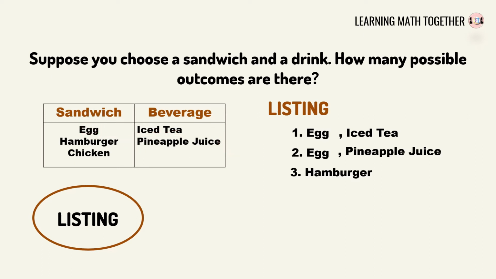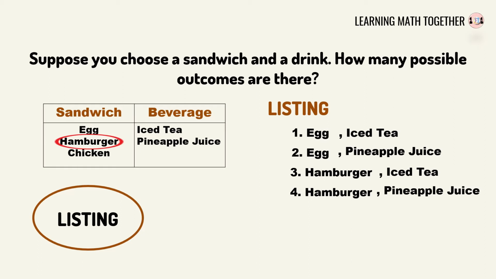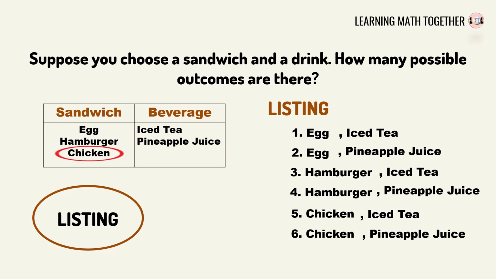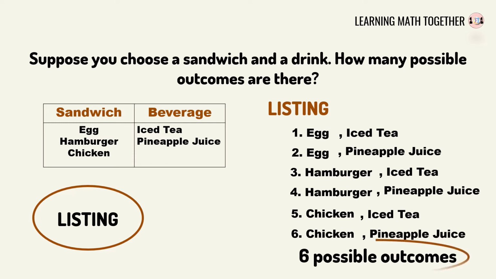For the third one, we could have hamburger and iced tea. For the fourth one, we have hamburger again, but our beverage is pineapple juice. For the fifth one, we have chicken, iced tea. And for the sixth or the last option, we have chicken sandwich and pineapple juice. Now, through listing methods, we will be counting all the possible outcomes that we have here. So that's very obvious. We have 6 options that we could choose: a sandwich and a drink. So that means we have 6 possible outcomes.